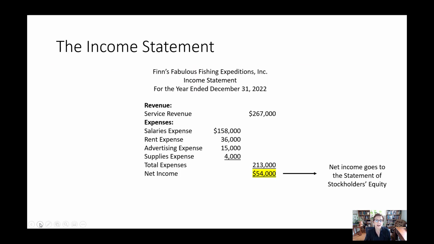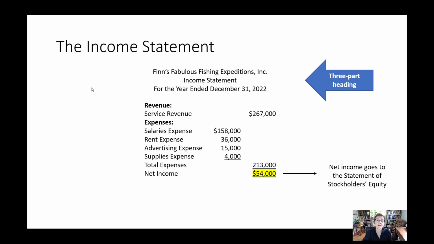So first thing we have here, and this is from our Fin video, is an income statement. Sometimes this is called a statement of operations. It's showing you the profitability of the company. All right. So let's take a look at what's here. There is a three-part heading. Every financial statement that you prepare will have a three-part heading, and it's going to be very similar to this.